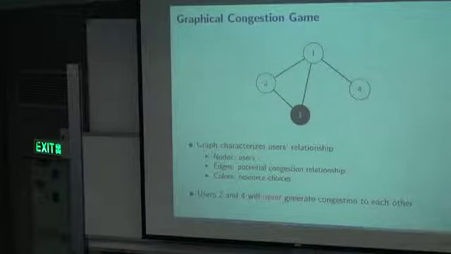But there's no direct congestion. Why? I'm going to give you an example very quickly. Okay. So in the rest of the talk, I'm going to use color to represent a choice. And for most of the graphs I draw, I'm lazy. I just use white and black.